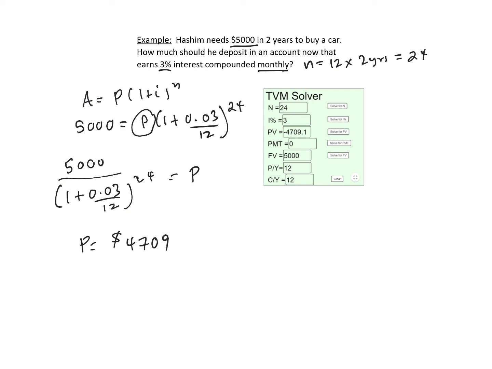If we use the TVM Solver, we just type in these numbers. So N is 24. You can see that here. Interest rate is 3%. We don't have to change it to a decimal. There is no payment. It's just one lump sum at the end. This time we have the end amount, future value, and it's compounded monthly. And this time we're solving for the present value.